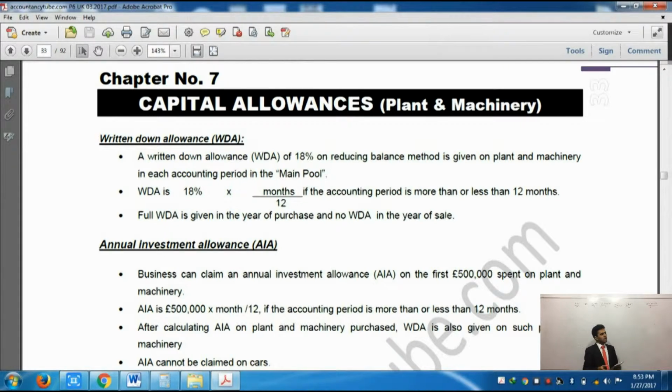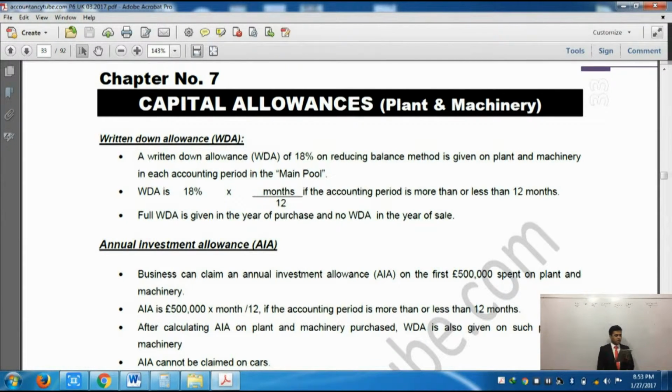We will do a question in the next lecture, then you will understand these better. But first we need to look at the concepts. So the first one on the notes is writing down allowance. Writing down allowance is a method of calculating the depreciation. So how can we do it?